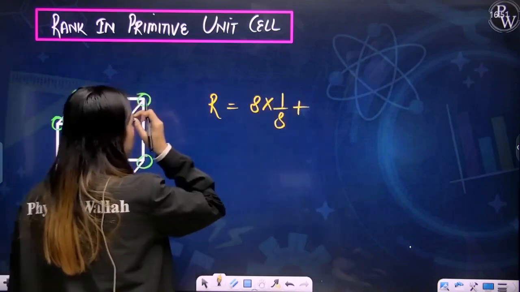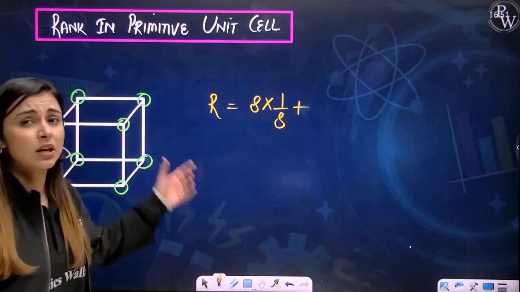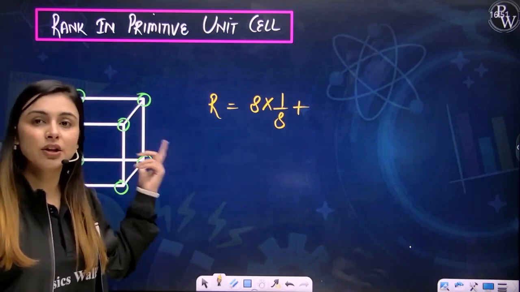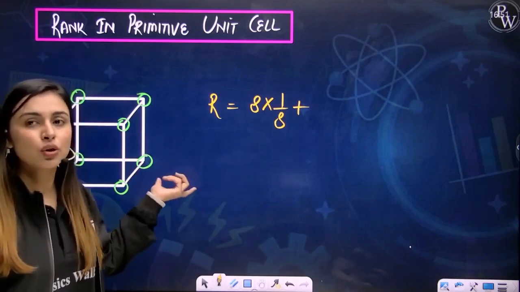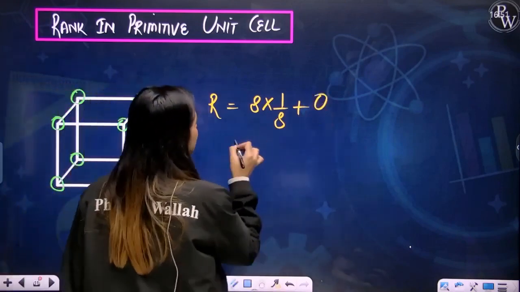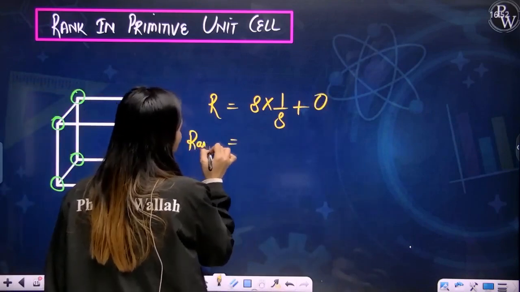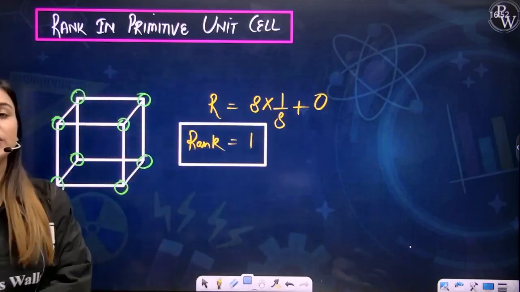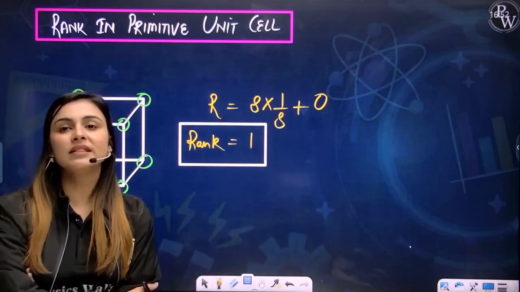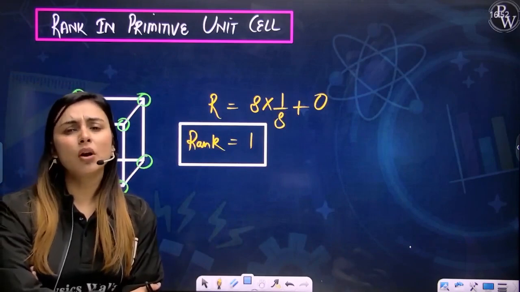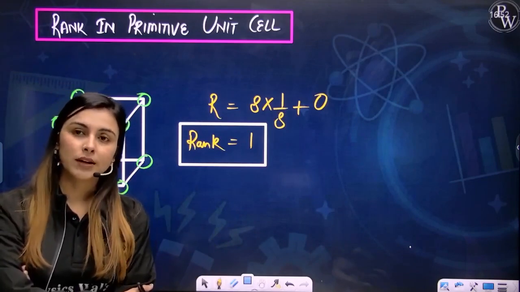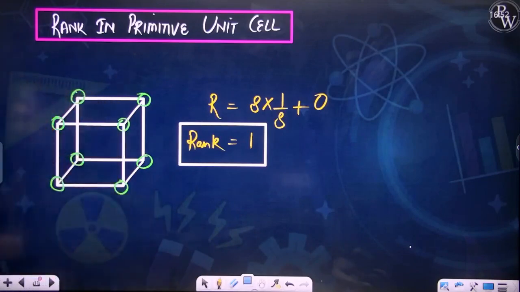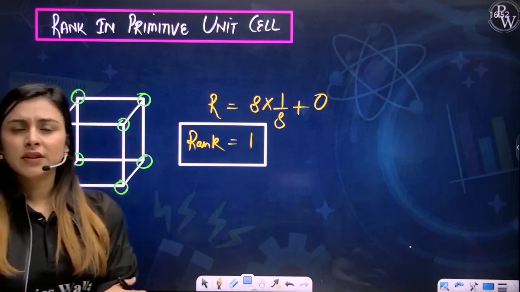Do we have any atom at face centers? No. Do we have any atom at body center? No. Do we have any atom at edge? No. So all else would be 0. So can I say that the rank of a primitive unit cell is always equal to 1? The rank for a primitive unit cell is always equal to 1 because the atoms are present at the corners only. Okay, perfect. So this is how you calculate the rank of a primitive unit cell. I hope you're clear with this.